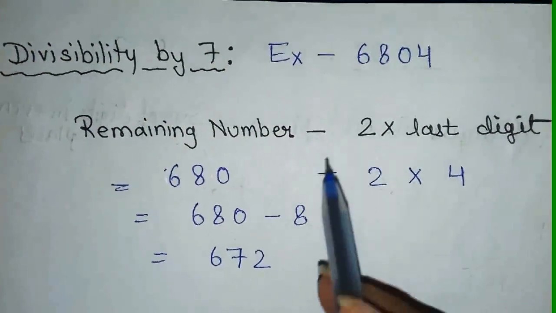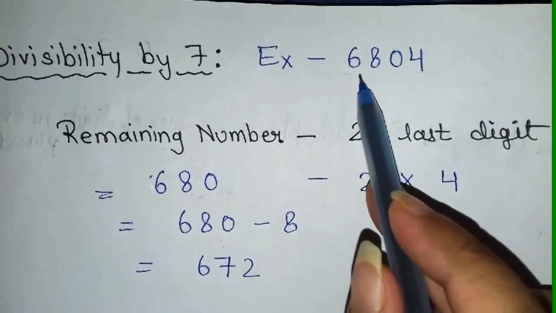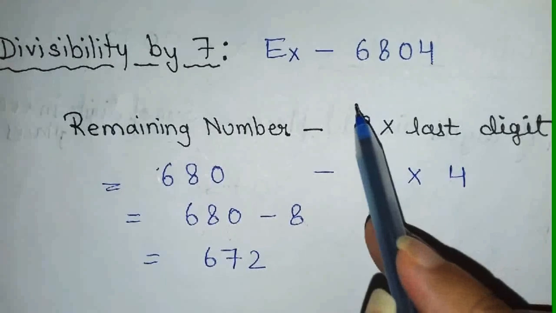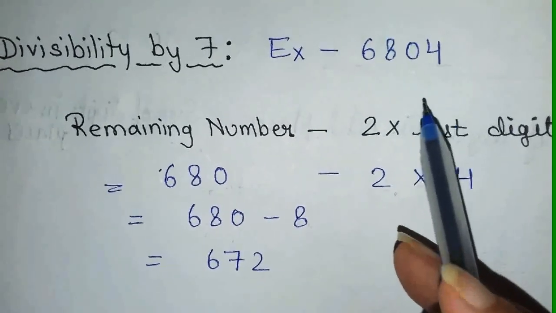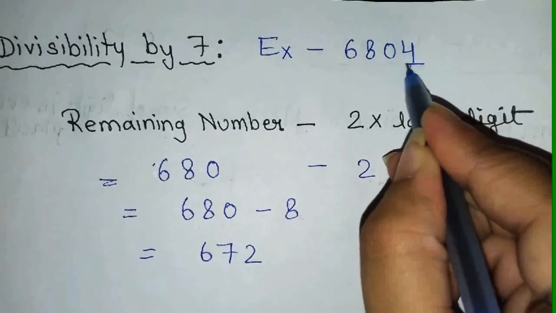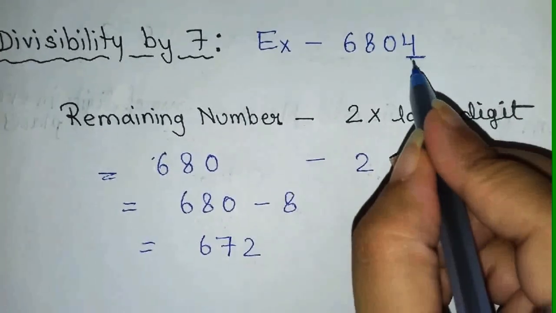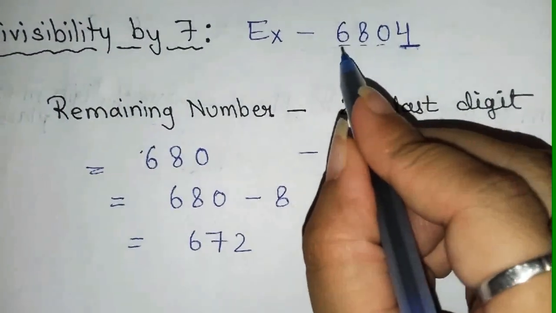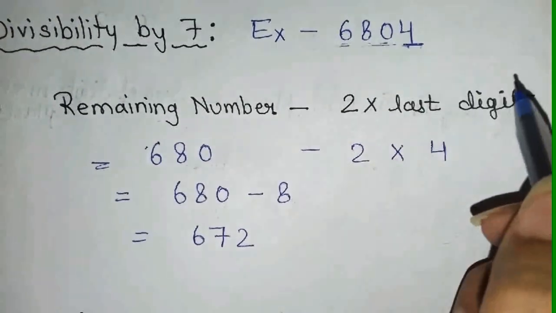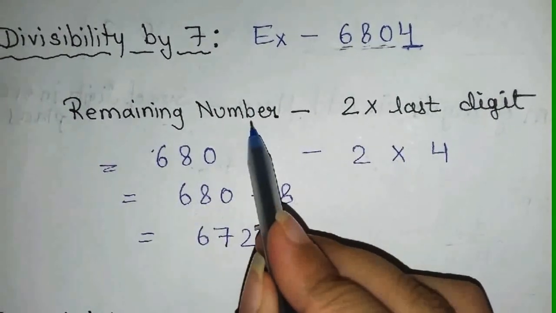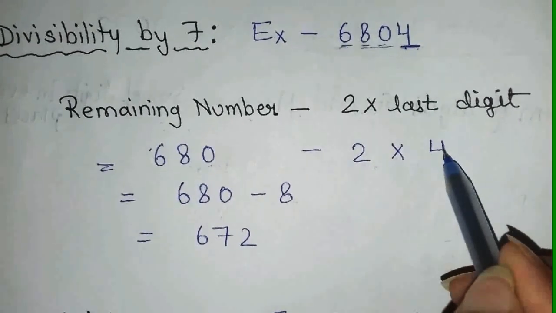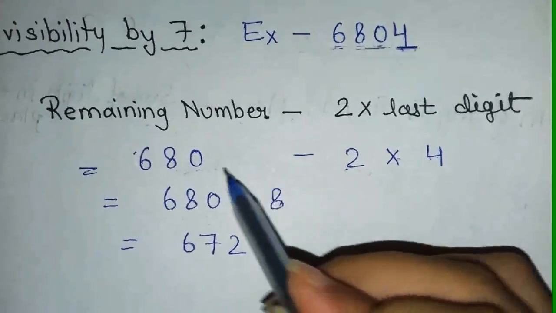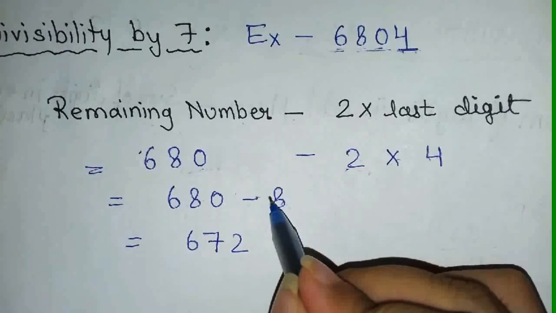Now, to check whether this number 6804 is divisible by 7 or not, first multiply the last digit by 2 and then subtract it from the remaining digits. The remaining digits are 680 and the last digit is 4. First multiply the last digit by 2: 2 fours are 8.